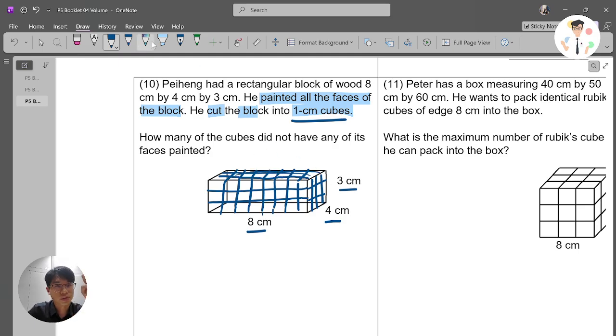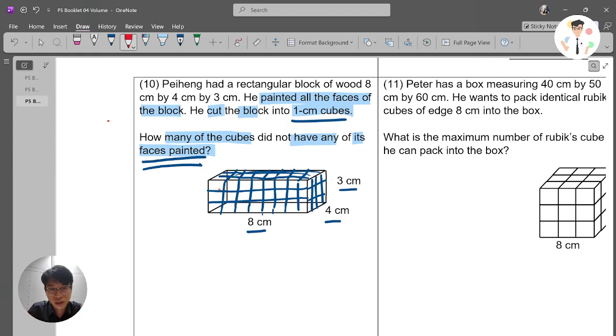And what happened is the question asking how many of the cubes did not have any of its faces painted. Now, this is actually very important now that you need to imagine. I have this block, I cut into all small little part already. If I want to talk about the faces that is painted, I know for sure it will be all the outer part, correct? Only the inside, because I cut already, the inside cubes will not be painted because they are not outside.